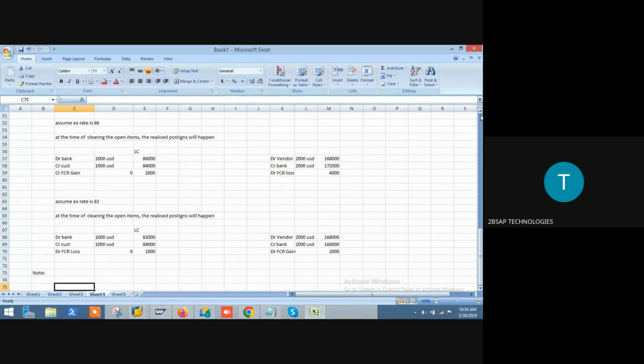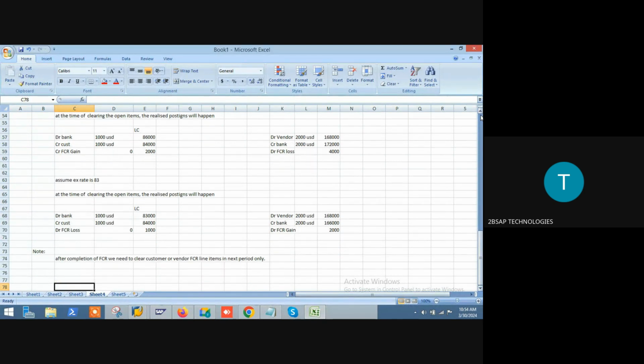So after completion of your FCR, we need to clear customer or vendor foreign currency line items in the next period only. Line item means in this case it is invoices, sir.